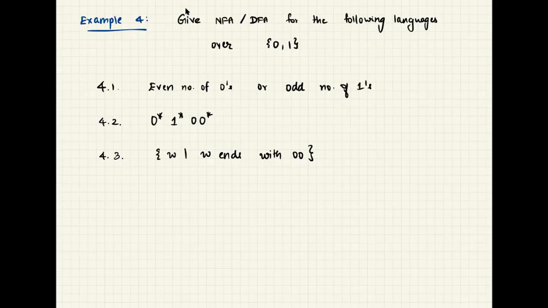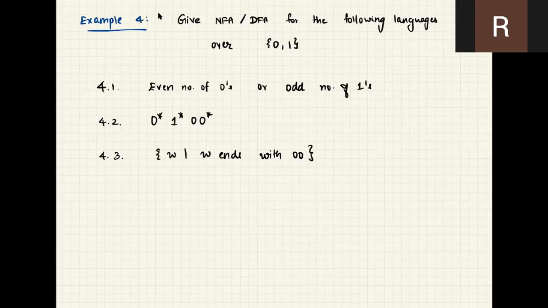Excuse me, sir. For an NFA, does it run through all the possibilities, or does it choose some at random? No. It runs through all the possibilities, and even if there is one possibility which is good, it will accept the word. Okay, like an OR. Yes, yes. Okay, got it.